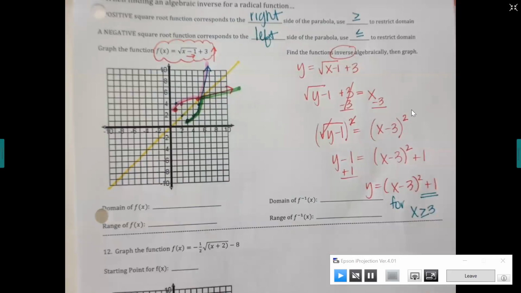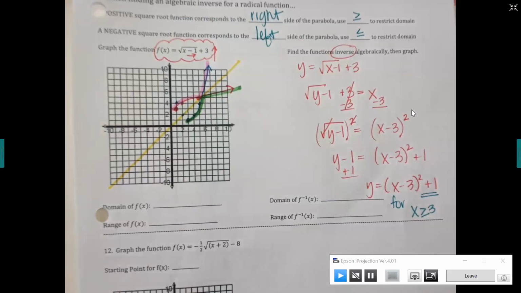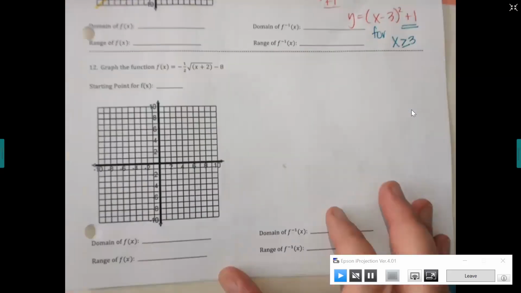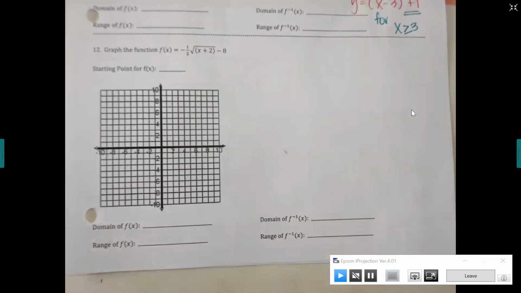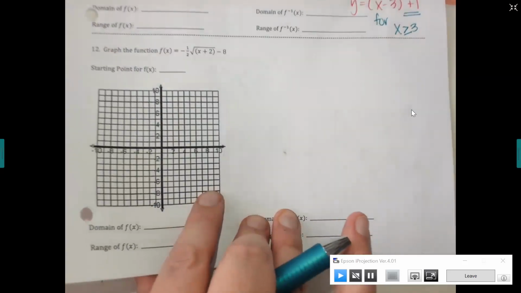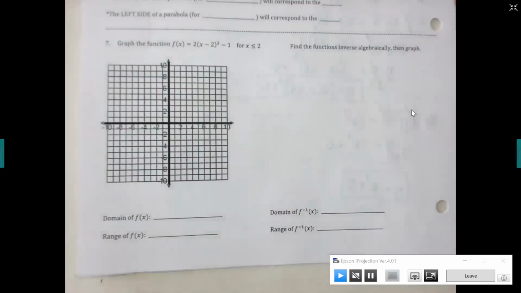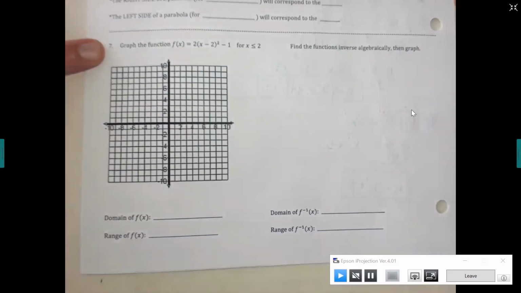Okay, now let's look at the one right below it. Do you see how it has a negative? So I would only pick the left side of the U. So let's go ahead and do it for number 12. Actually, with this one having the half, let's pick a different one, with a left side. Let's go to the back side. Let's do number 7. It's back one page, on the last two pages. Look at number 7.